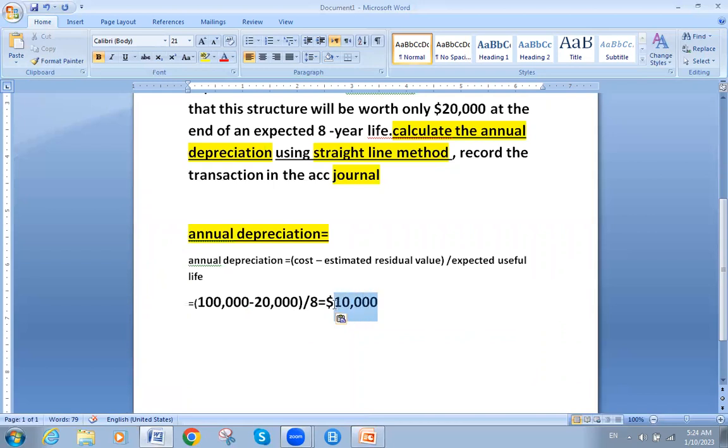Again, this 10,000 means that the value of the asset is reduced annually by 10,000 a year. Every year, this asset is losing 10,000 of its value. Like when you buy a car, the first year is not like the second year, its value is reduced. So this is the deduction which we will cut from the price of the car every year. Okay, this is the first point.